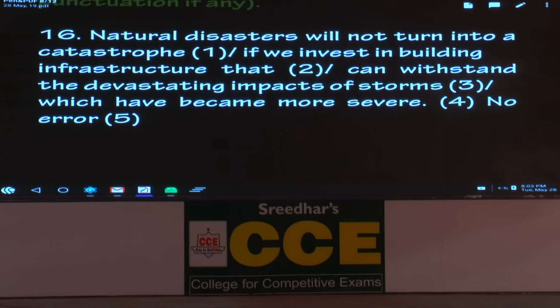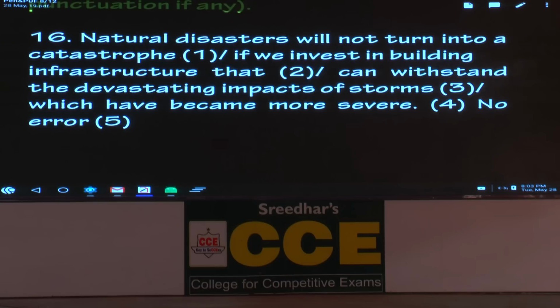Fine. Question number 16, only one error. Spot the error, only one. Natural disasters will not turn into a catastrophe. You got this word this morning. Means what? A calamity, a disaster, any of these words. If we invest in building infrastructure that can withstand the devastating impacts of storms, which have became or become.